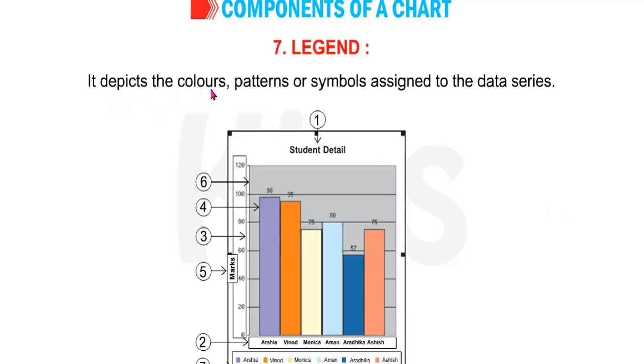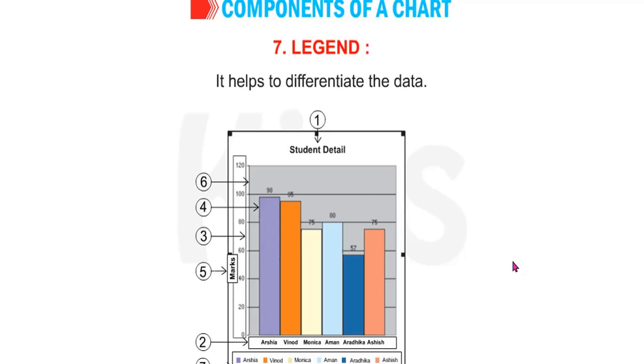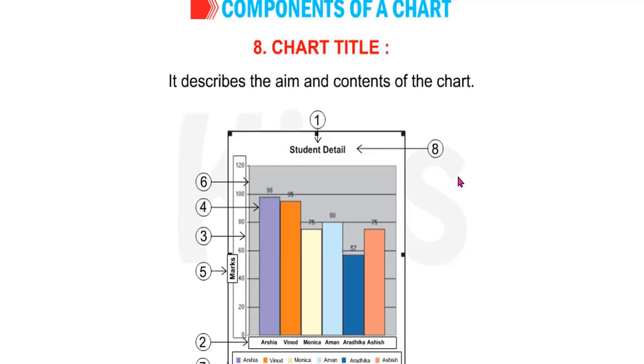Legend. It depicts the colors, patterns or symbols assigned to the data series. Downside you see Arshila, Vinod, Monica. These are shown in different colors, that is called legends. It helps to differentiate the data. Seeing this color you can understand, okay, this is high, this is down, this is still down, this is more. Chart title. This describes the aim and content of the chart.